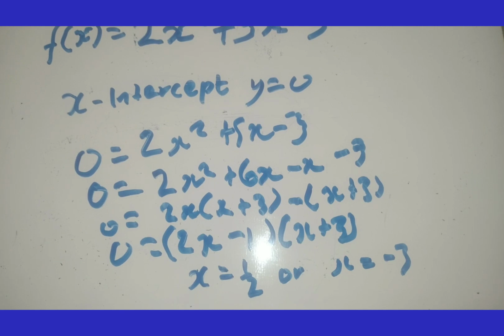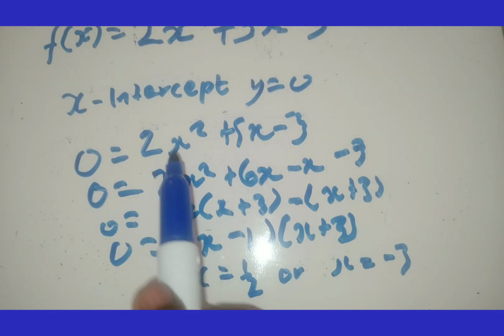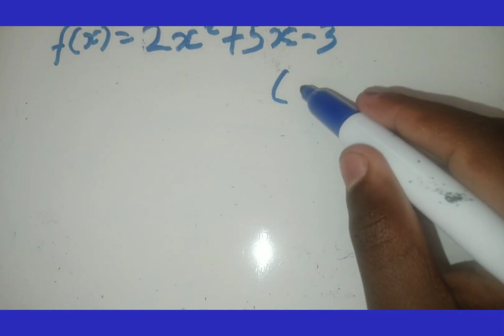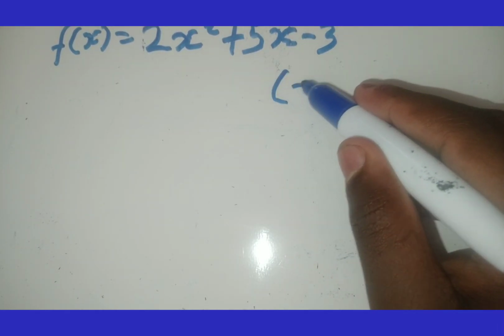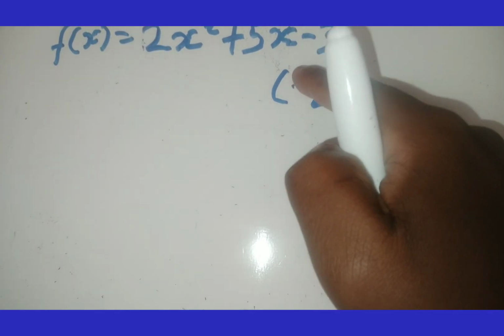I just factorized. We factorize differently whenever there is a number in front of x squared. Whenever it's just x squared, we can immediately open brackets. But if there's a number in front of x squared, we have to follow this method or another method, what we call the cross method. In the description below, I'll show you those things. So our two x-intercepts are x equals minus half. Matter of fact, it was x equals half.